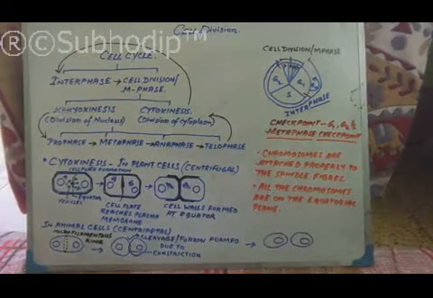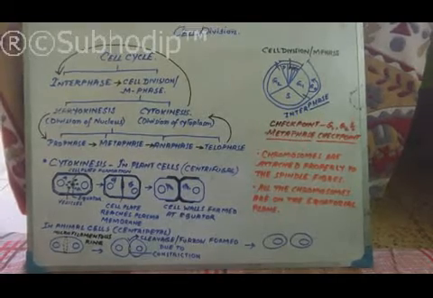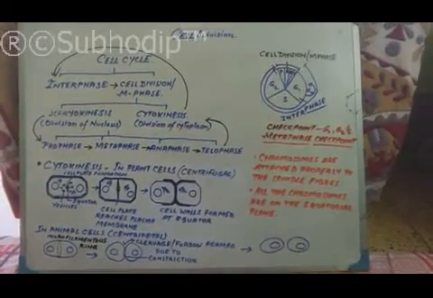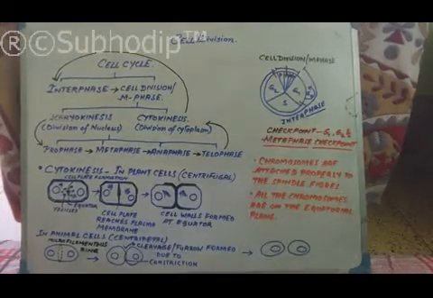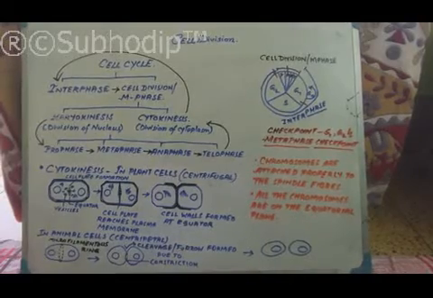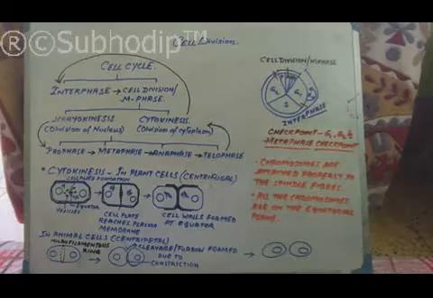Mitotic phase is divided into karyokinesis and cytokinesis. Karyokinesis is the process of nuclear division which is described in four phases: prophase, metaphase, anaphase and telophase.